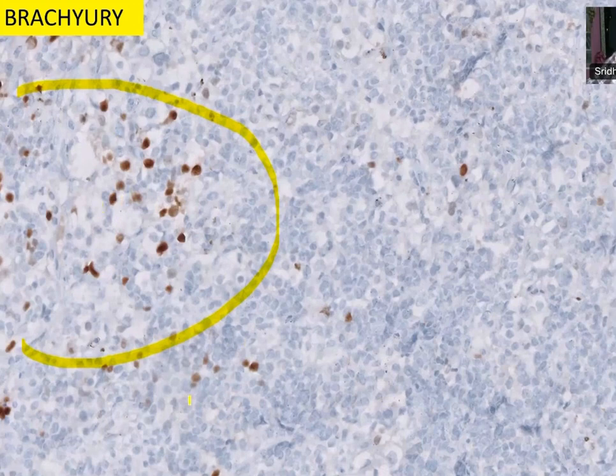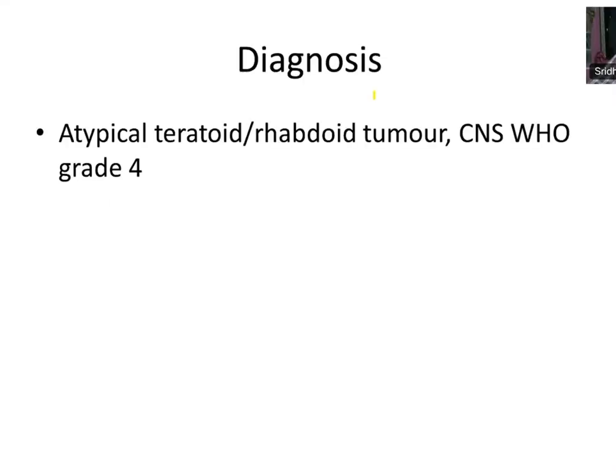That is the reason this picture has been shown. When you want to interpret brachyury, it should be through and through all cells. This is a marker of notochordal cells when it comes through and through all cells. So INI1 loss with no diffuse positivity of brachyury is a diagnostic feature of atypical teratoid rhabdoid tumor. What is the grade for atypical teratoid rhabdoid tumor? It is a grade 4 tumor. CNS WHO grade 4. Very good.